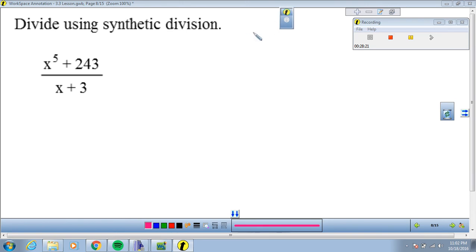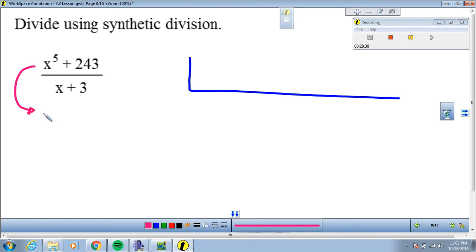Divide using synthetic division. Okay, so let's do this one. Keep in mind that I told you that you need to have, from left to right, greatest exponent decreasing one after the other. But this one looks like it's not arranged in the way that we are supposed to have it. It jumps from something that has an exponent 5 to something, the 243, that has no exponent, or where the exponent is 0. So what do we need to do to fix this one? We're going to have to do plus 0x to the 4th, plus 0x to the 3rd, plus 0x to the 2nd, plus 0x plus 243.